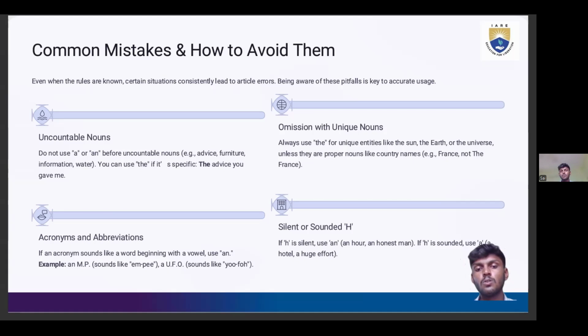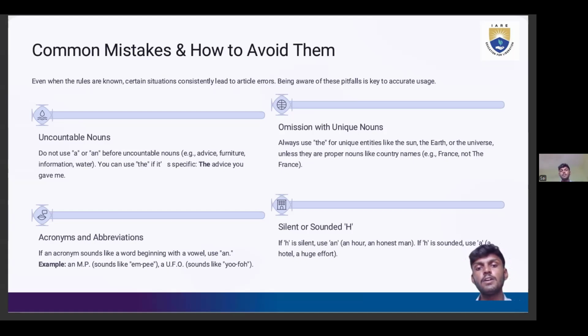Use the only for specific things, or when the listener knows exactly what you mean. General statements about nouns don't need the. Next, skipping the for specific nouns.